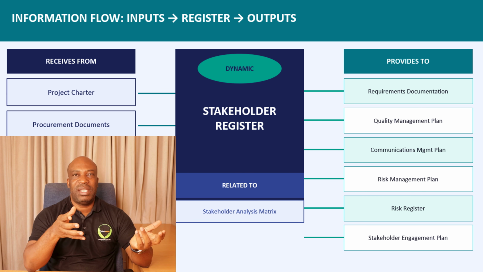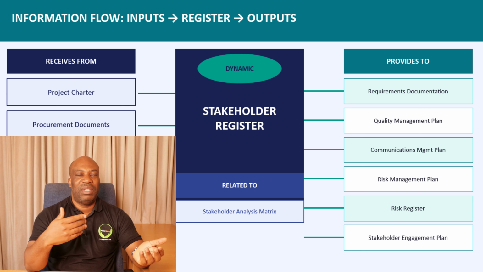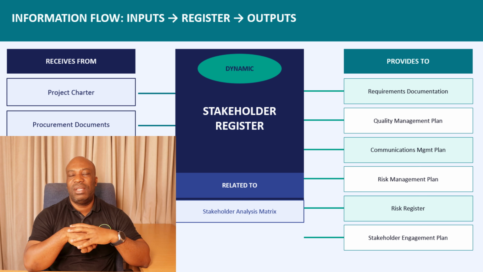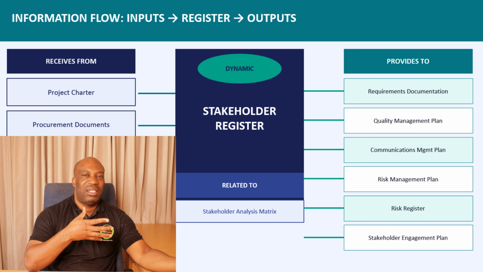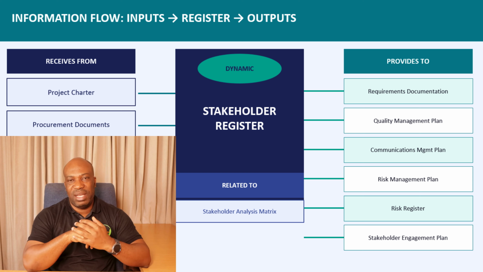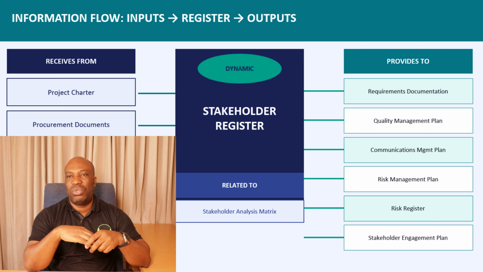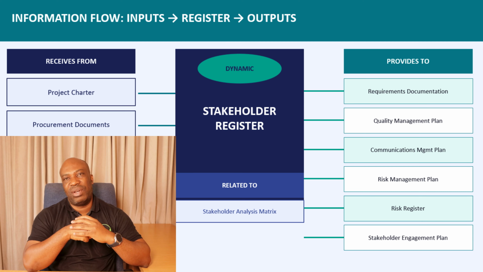You can also have communication management. How are you going to communicate with them? Because remember, you have captured their contact details. You also need to capture that. Risk management planning. There are also certain expectations or requirements from the stakeholders. You want to classify them as different risks. And then also, obviously, the register that you're going to have.